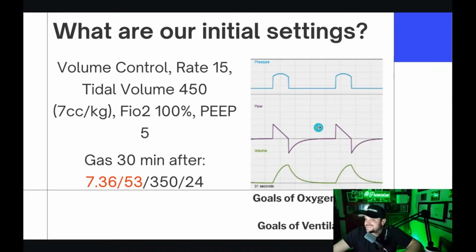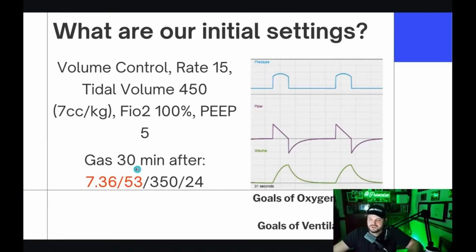It's from ventsim.cc or something. It's a really good website for simulation of mechanical ventilation. So, we got volume control. We have a rate of 15. We have a total volume of 450, which is about 7 cc's per kg. The FiO2 is 100%. The PEEP is 5.